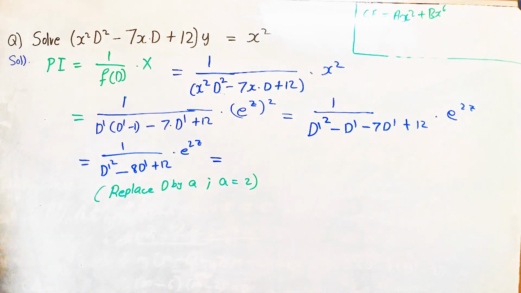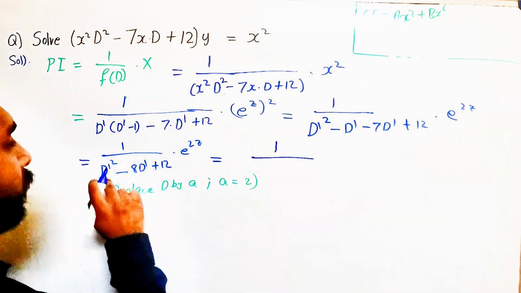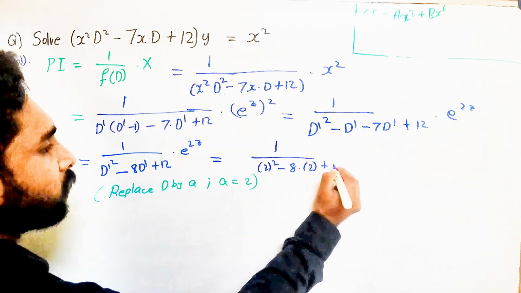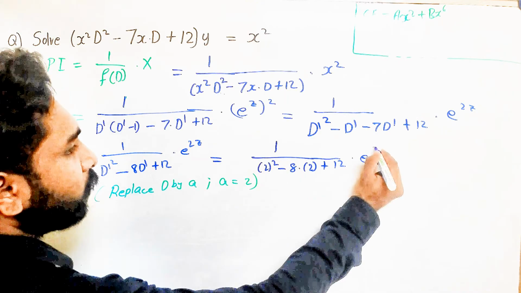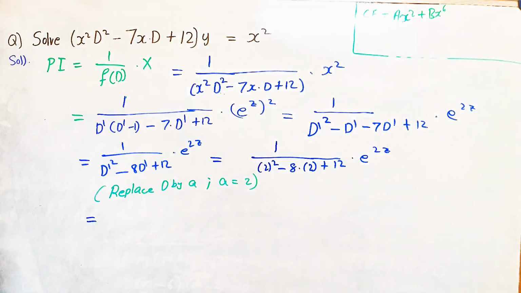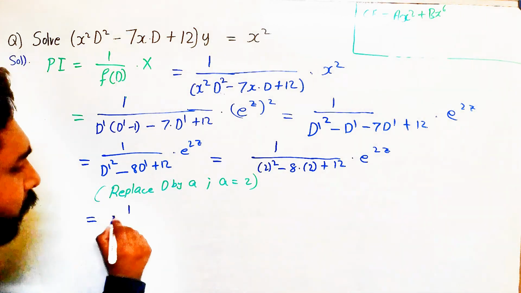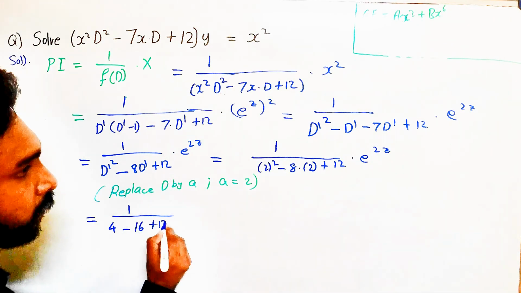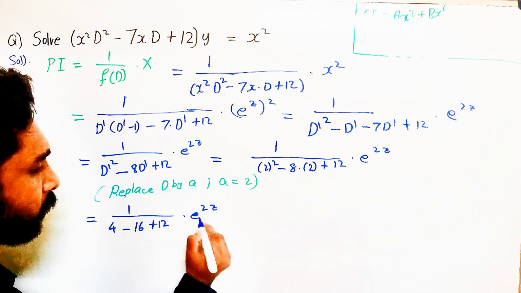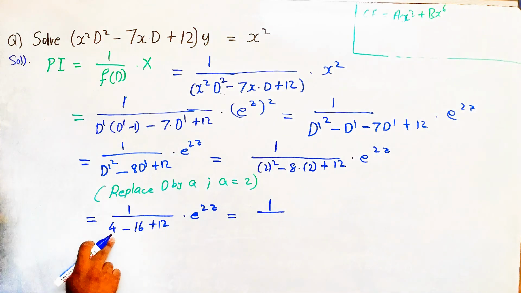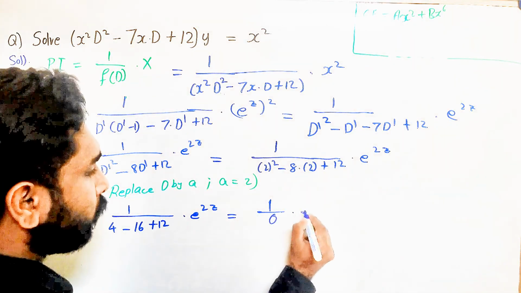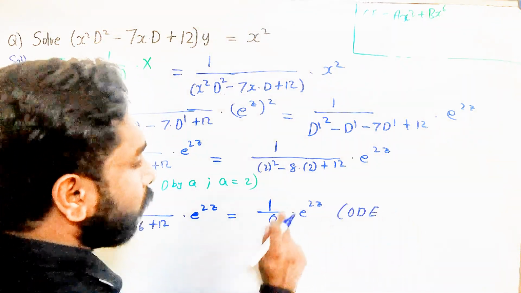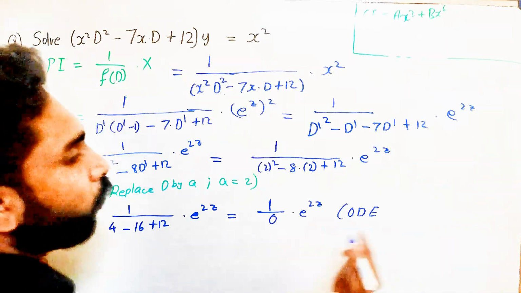So replacing D by 2, that is equal to 1 by D dash square, meaning 1 by 2 square, minus 8 into D dash, meaning 8 into 2, plus 12, into e to the power of 2z. Going on solving, 1 by 2 square is 4, minus 8 into 2 is 16, plus 12, into e to the power of 2z. That is equal to 1 by 12 plus 4 minus 16, 16 minus 16 is 0, 1 by 0 into e to the power of 2z. Here what happens? ODE fails, because we got 1 by 0 which is infinite, so ODE fails here.